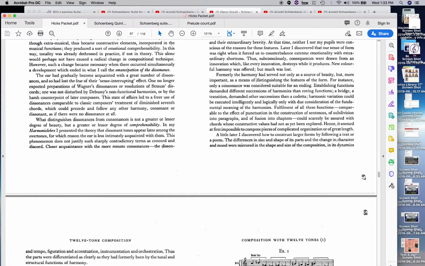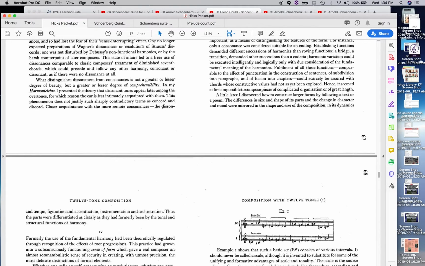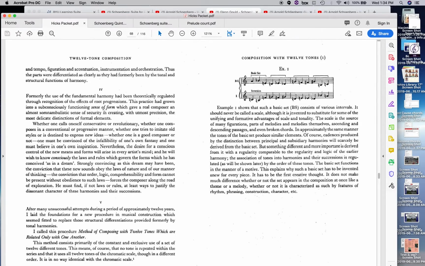And then he says, formerly the harmony served not only as a source of beauty, but more important, here again, more important, as a means of distinguishing the features of the form. So again, beauty is less important to Schoenberg than communication. A little later, I discovered how to construct large forms by following a text or a poem. I think he's referring directly to Pierrot Lunaire, but this is a piece that has 36 movements, so it's still short.